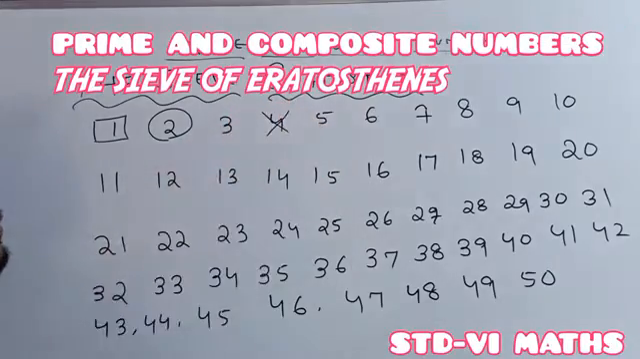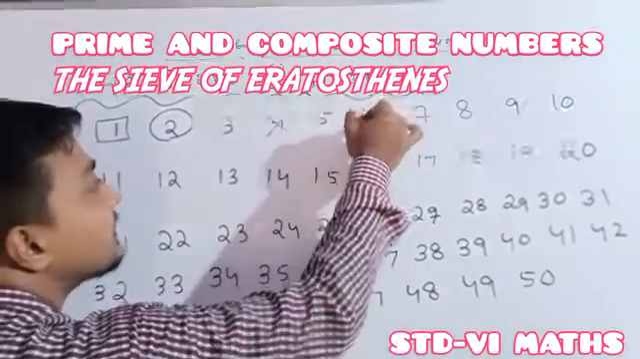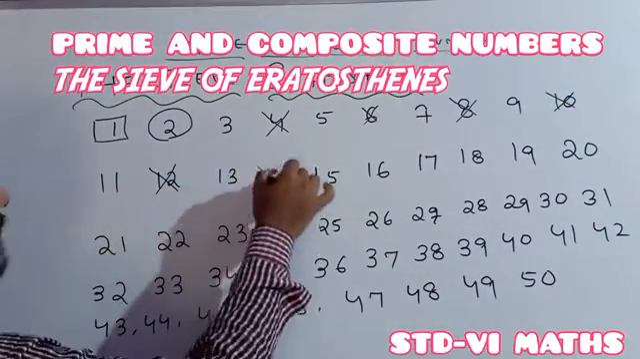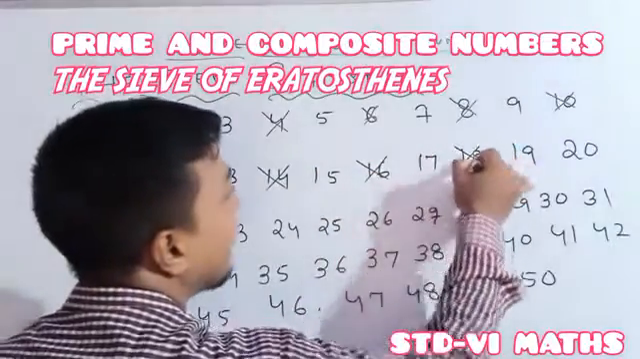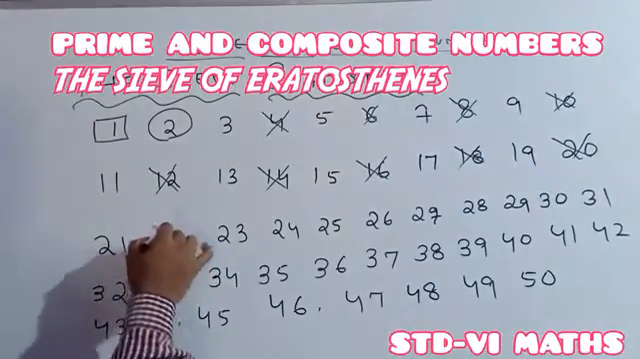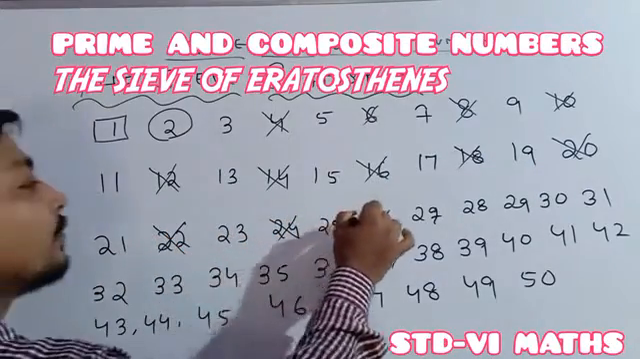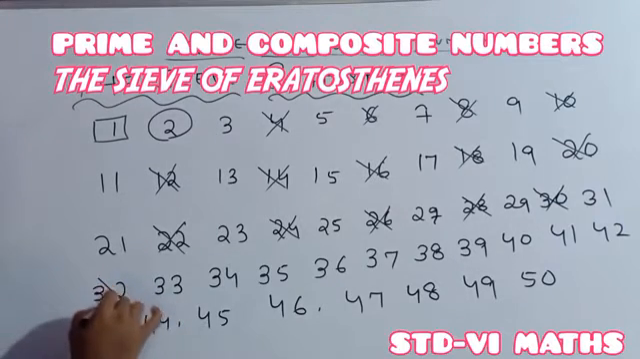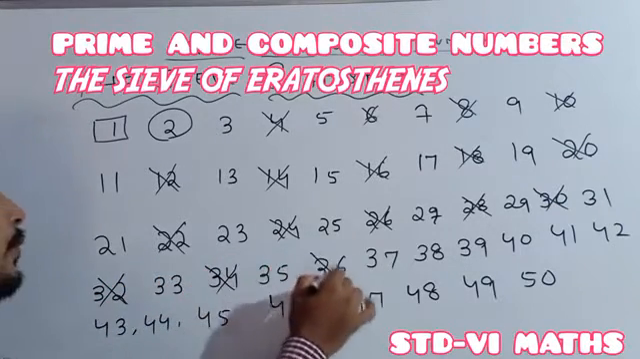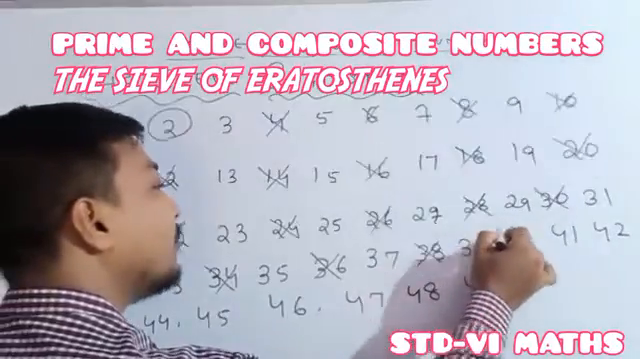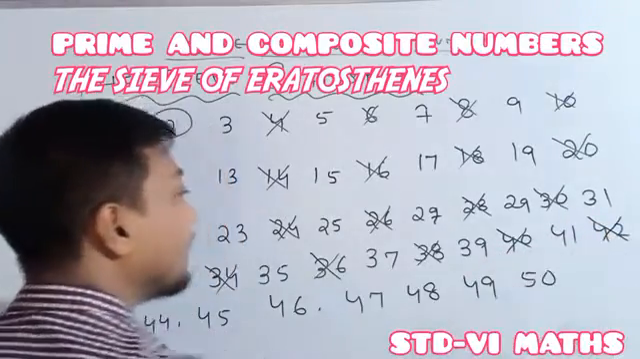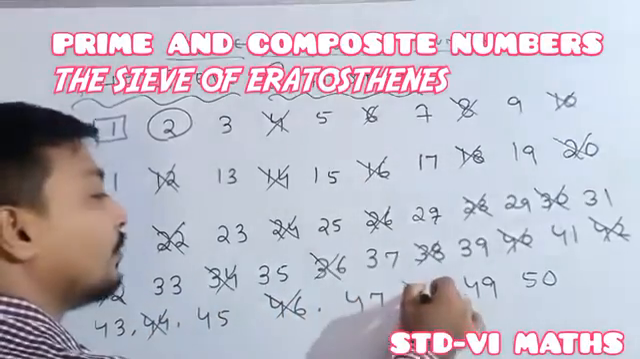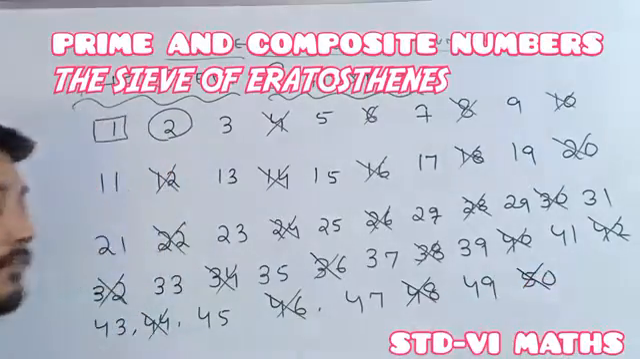First multiples: 2 into 2 equals 4, 2 into 3 is 6, 2 into 4 is 8, 2 into 5 is 10, 2 into 6 is 12, 2 7s are 14, 2 8s are 16, 2 9s are 18, 2 10s are 20, 2 11s are 22, 2 into 12 is 24, 2 into 13 is 26, 2 into 14 is 28, 2 into 15 is 30, 2 into 16 is 32, 2 into 17 is 34, 2 into 18 is 36, 2 into 19 is 38, 2 into 20 is 40, 2 into 21 is 42, 2 into 22 is 44, 2 into 23 is 46, 2 into 24 is 48, and 2 into 25 is 50.